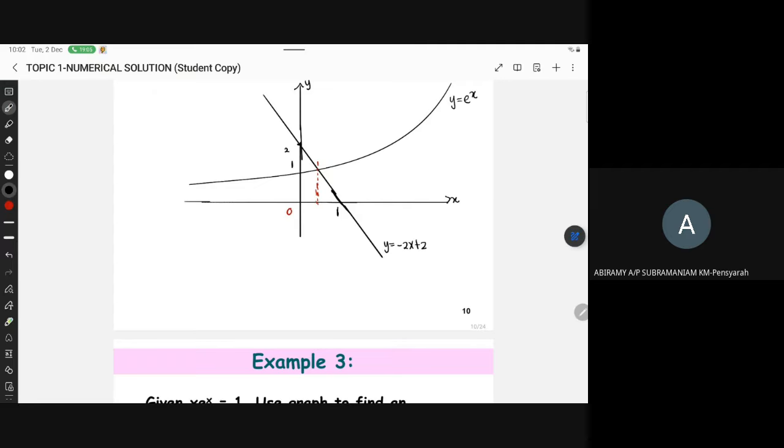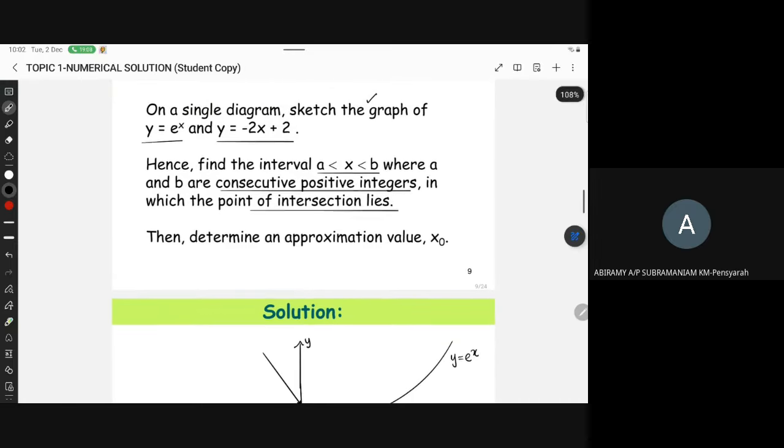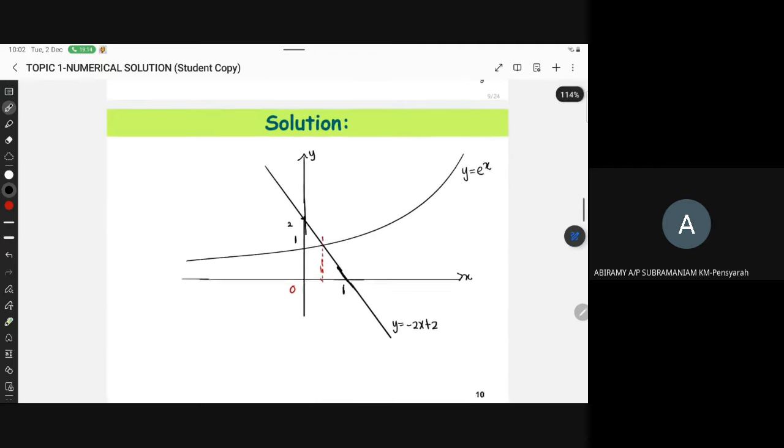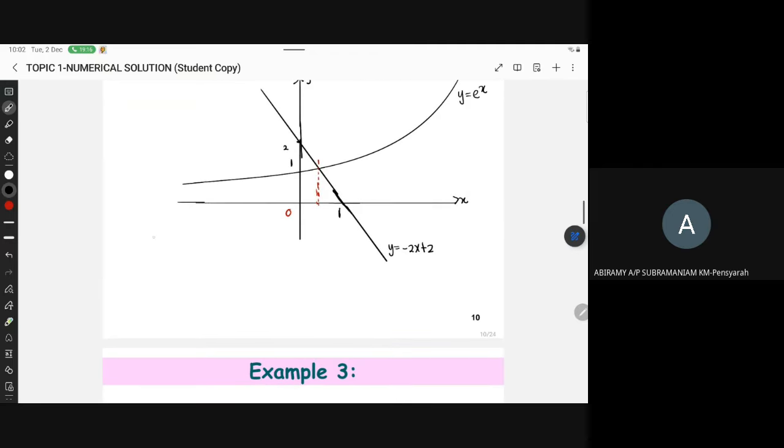So they are asking us for the interval. Find the interval. So your answer must be in interval form. So the intersection point lies in between 0 until 1. So the interval where the intersection point lies is 0 until 1. Okay, so we need to write it in interval form.